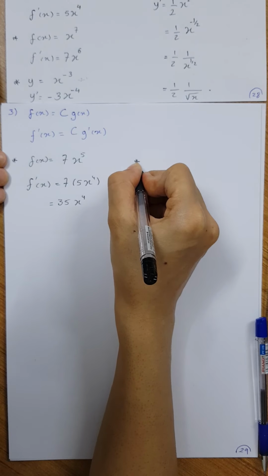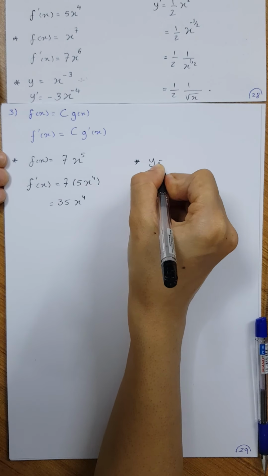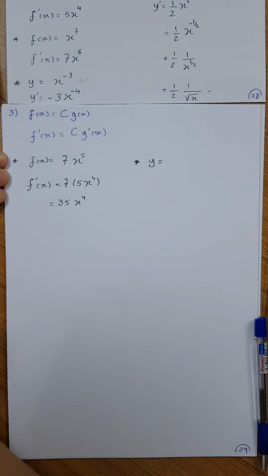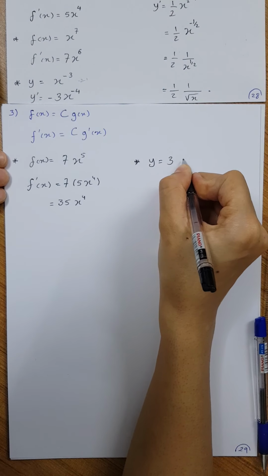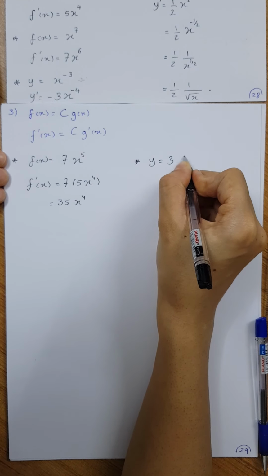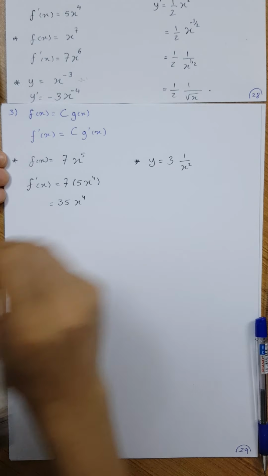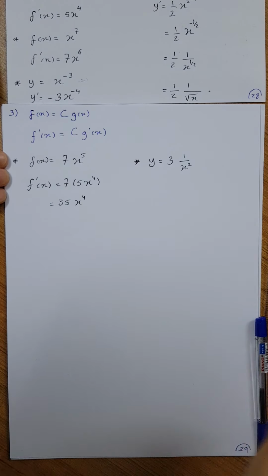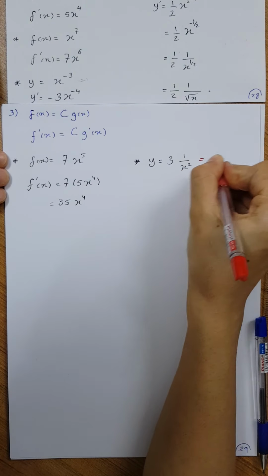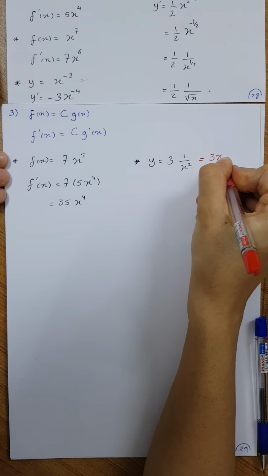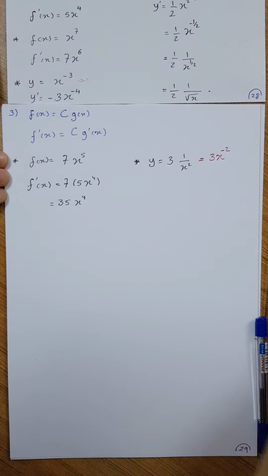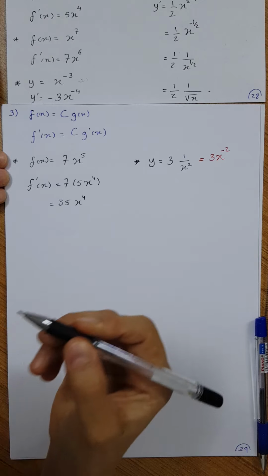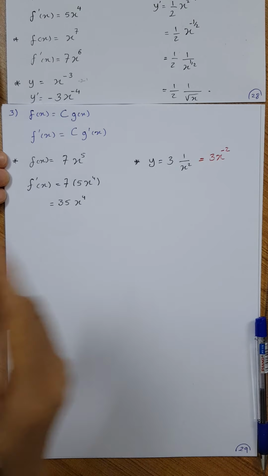Let's give another example here. If y is equal to, for example, 3 multiplied by 1 over x squared. How do we deal with this one? First, we have to rearrange the function, that would be 3 multiplied by x to the power of minus 2.